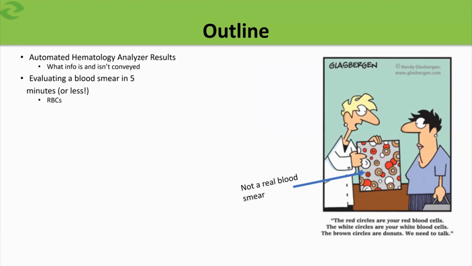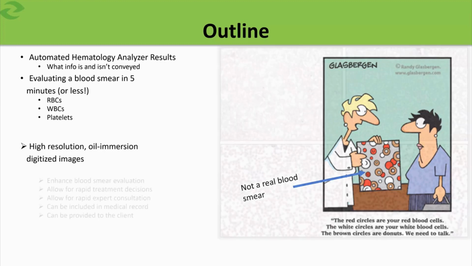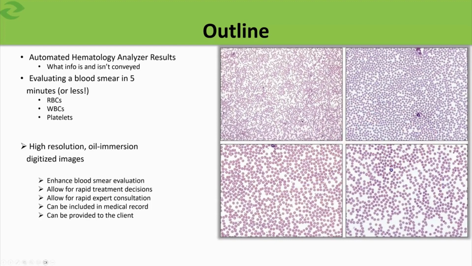So we'll take a look at red blood cell parameters from the hematology analyzer, as well as evaluating red blood cells, then jump into white blood cells, and finish up with platelet evaluation on the blood smear. Do want to point out that high resolution oil immersion based digitized images, which these are examples of, allow you to enhance your blood smear evaluation, because you can actually zoom beyond what a conventional microscope allows, 100x. You can use digital zoom to get in a little bit further, as well as the oil immersion improves the resolution.